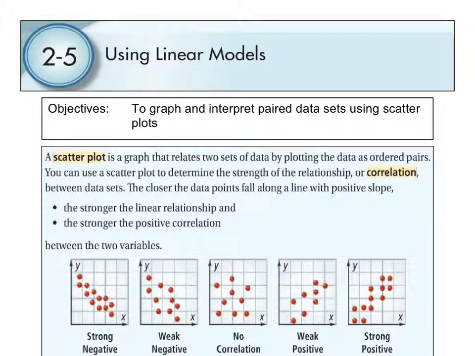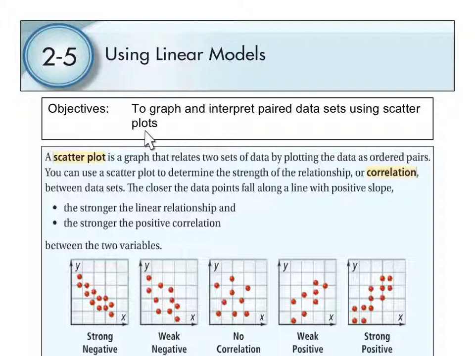This is section 2.5, using linear models, and it's a combination of about 3 sections, 2.5 in our regular book, and then in the very back of your book it's sections 2.2 and 9.1. Okay. The objective of this section is to graph and interpret paired data sets using scatter plots. Now, many of you have seen this before. This is not going to be a lot of new stuff for you. We're just going to kind of hit the basics of it and be able to draw some scatter plots from some given data.